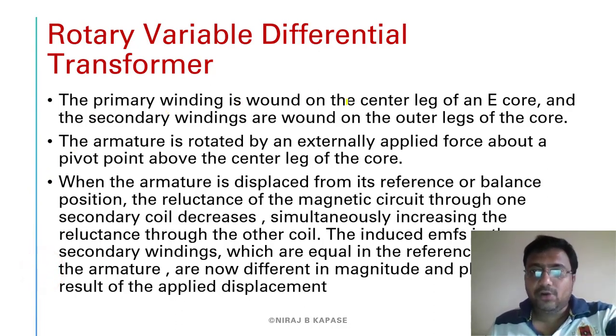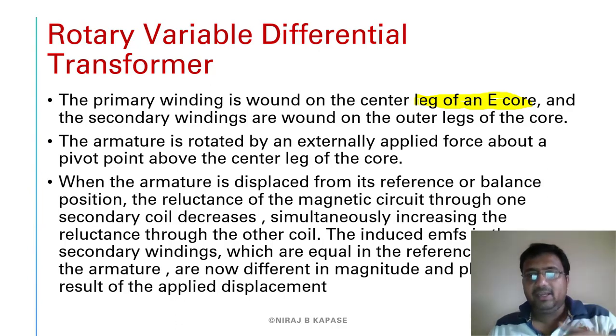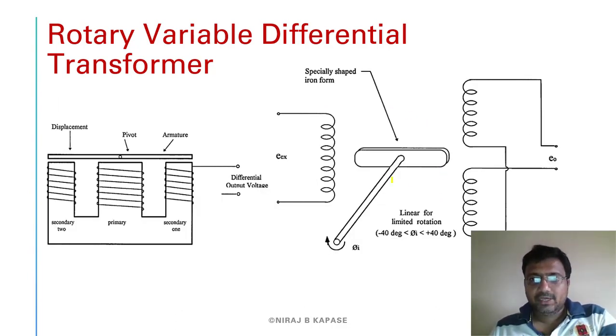the primary winding is wound on the center leg of an E core. So there is an E core available, and on its center leg the primary winding is wound, and the secondary windings are wound on the outer legs. So I'll show you the diagram. So here is the primary E core. This is actually the front section. On the primary side one coil is wound. On the secondary side two coils are wound.